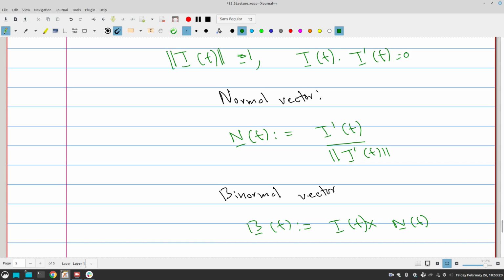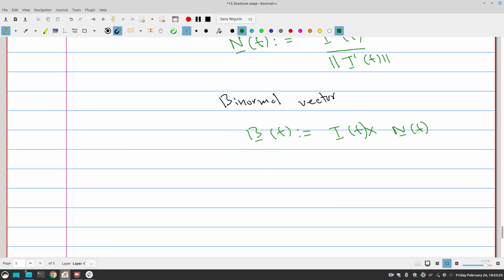So the cross product of T and N is perpendicular to both T and N. Let's have a look at the normal, binormal, and of course the tangent vectors. So we start with the curve, and we take any point on the curve. Let's call this the point P.